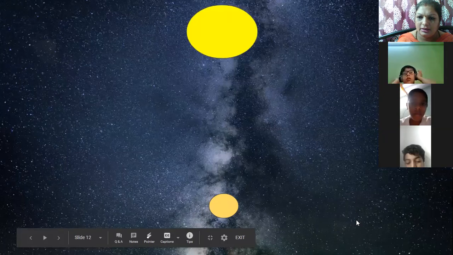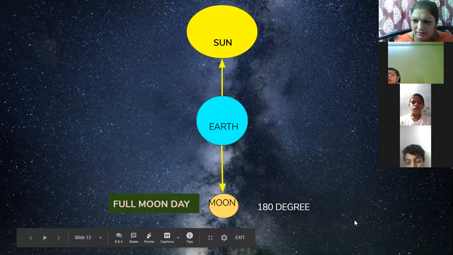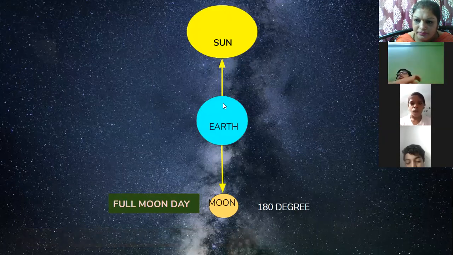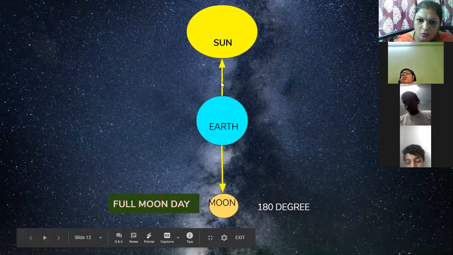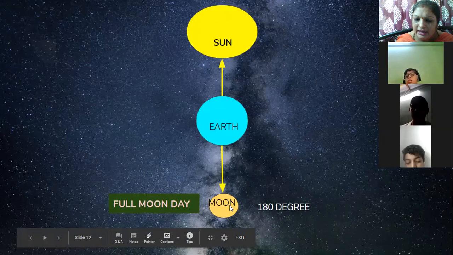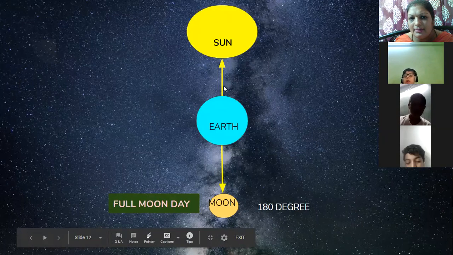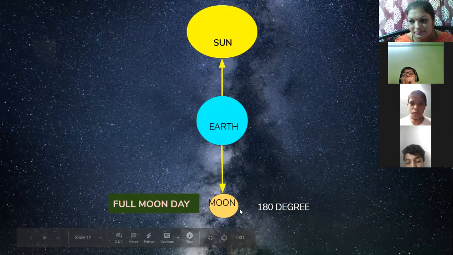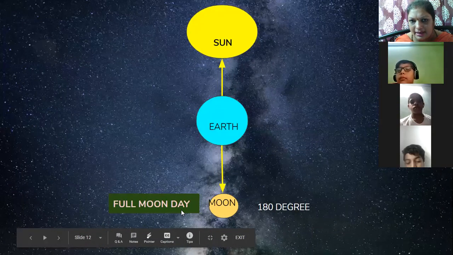See this picture? In the previous picture, the moon was here. New moon day, 0 degree angle. Now in this picture, you can see the moon is here. That means the moon has shifted from there, and on a full moon day, it has made an angle of 180 degree. So the angle made by the moon from here till here is 180 degree. It happens on a full moon day when you can see the moon in the sky.